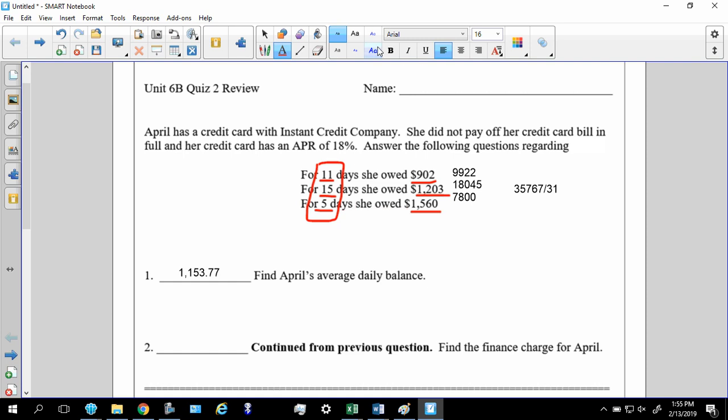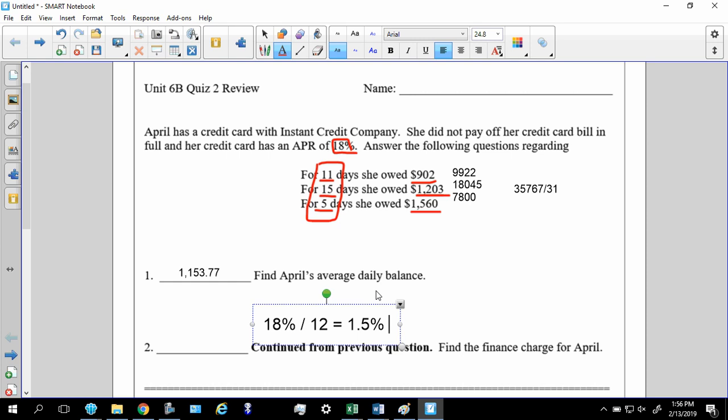Now the next thing is find the finance charge. In order to solve for that, you have to do two things. The first thing deals with the APR, which is 18%. I've got to take 18% and convert it to the MPR. So I'm going to take 18% and divide it by 12, and when I do that, I get 1.5%.